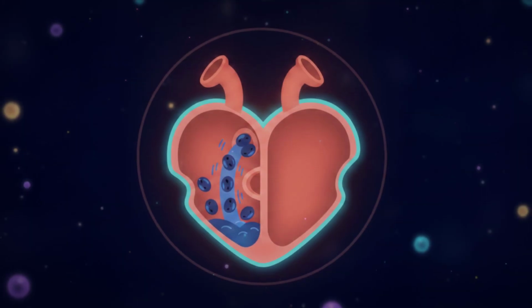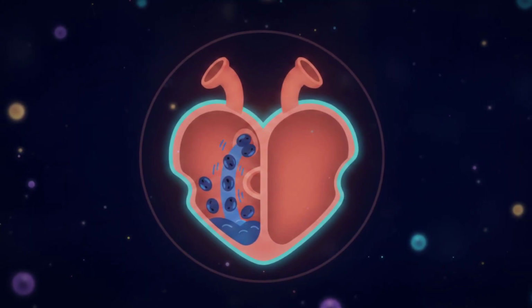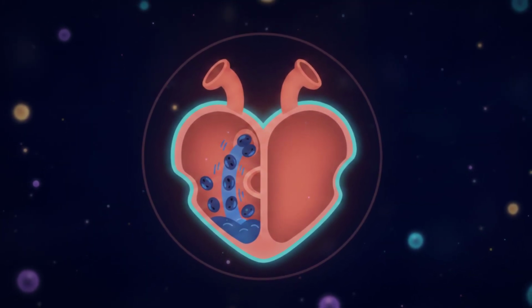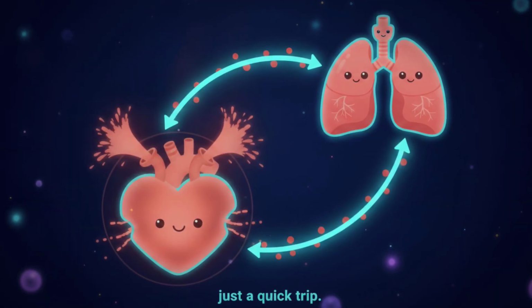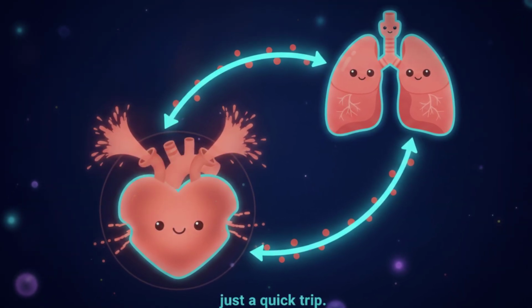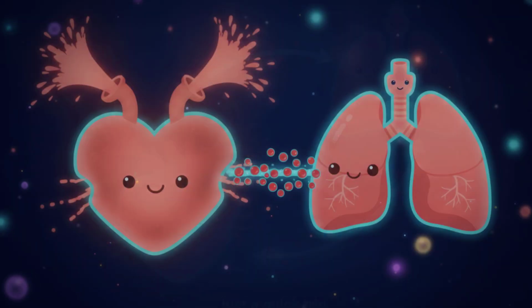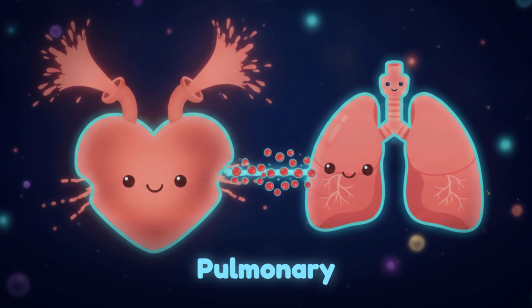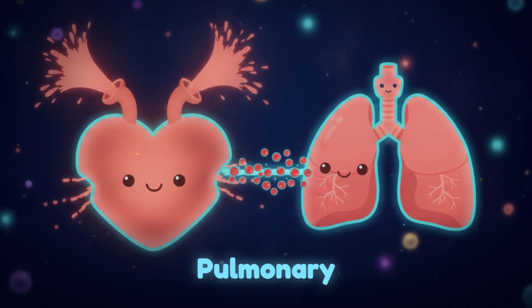It pours into the right side of the heart. Now, the first loop begins. The right side pumps this blood on a short trip just to your lungs and back. We call this the pulmonary loop. Pulmonary means of the lungs.